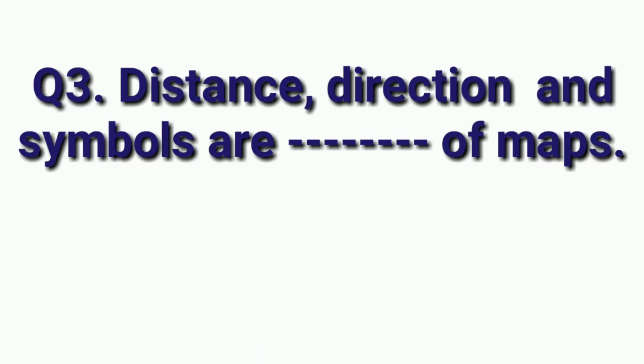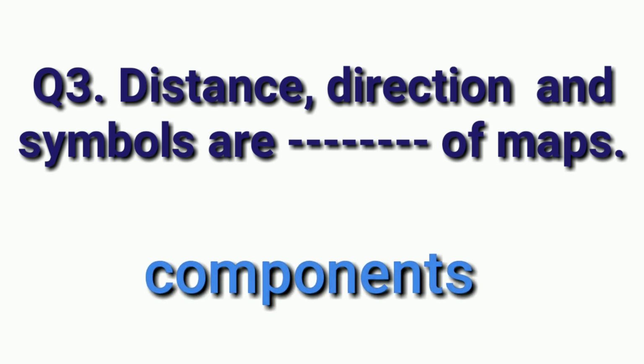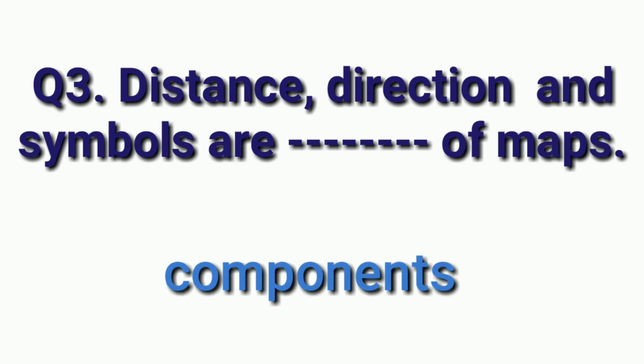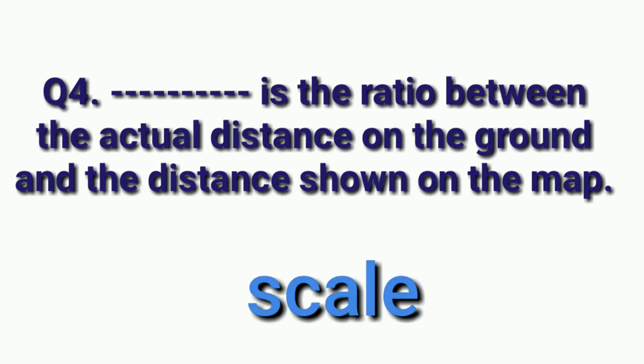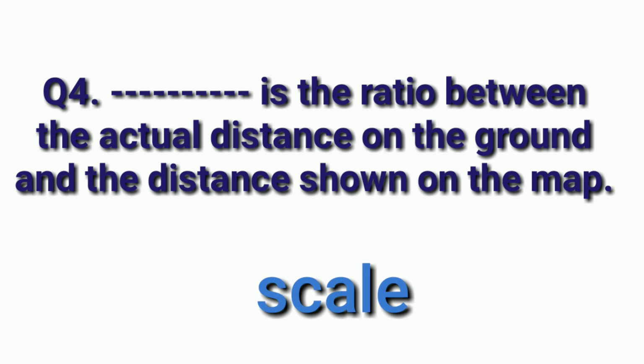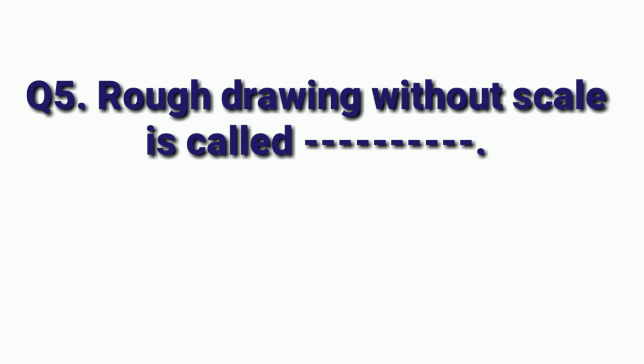Next question is, distance, direction and symbols are dash of maps. Answer is components. These are the components of a map. Next question is, dash is the ratio between the actual distance on the ground and the distance shown on the map. Answer is scale. Scale is the ratio between actual distance and the distance on the map.